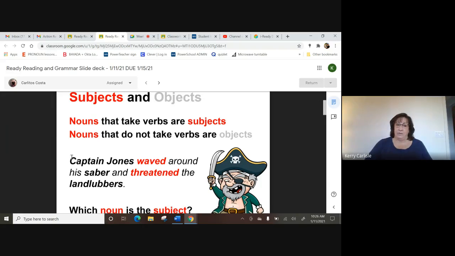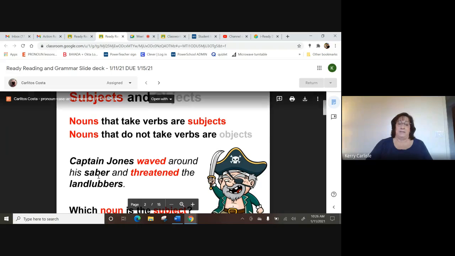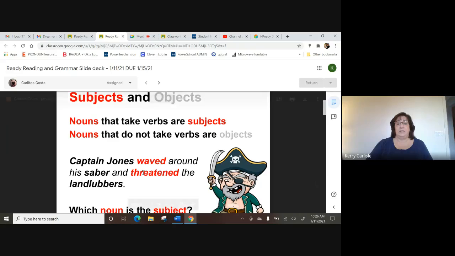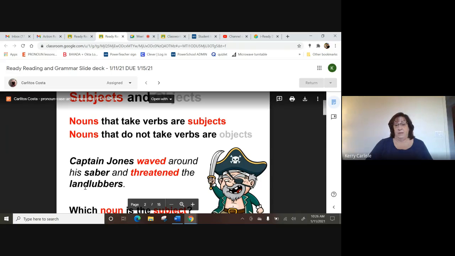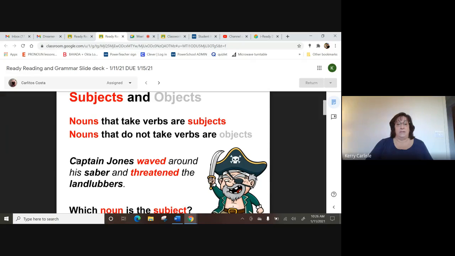So Captain Jones is your subject here. Okay, it's the noun that's doing the action. What is he doing? Waving and threatening. Okay, what is he waving? His saber, and he's threatening the landlubbers. So notice how Captain Jones is the subject. There's two verbs going on.